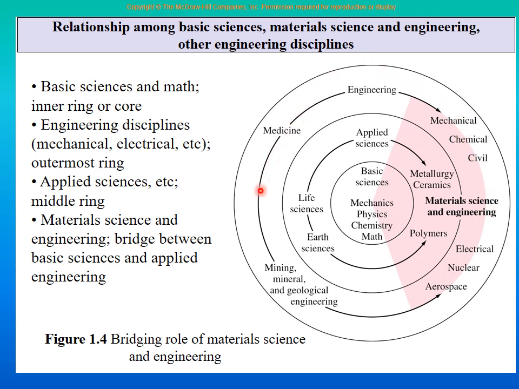So this is the outermost layer, where is the pure applied part of the world of knowledge and so on. And here is the most fundamental inside crux. In between here is where material science and engineering is. There are other subjects like applied sciences, like life sciences, earth sciences, polymers. They are neither there nor there. They are on the boundary of the basic science and boundary of the applied. So material science and engineering is the border between the two.